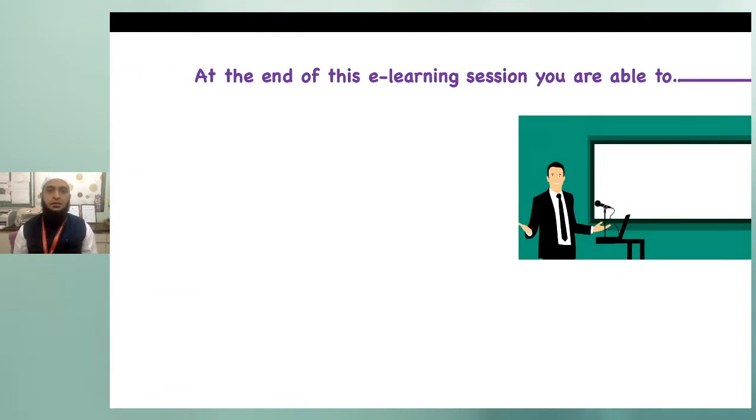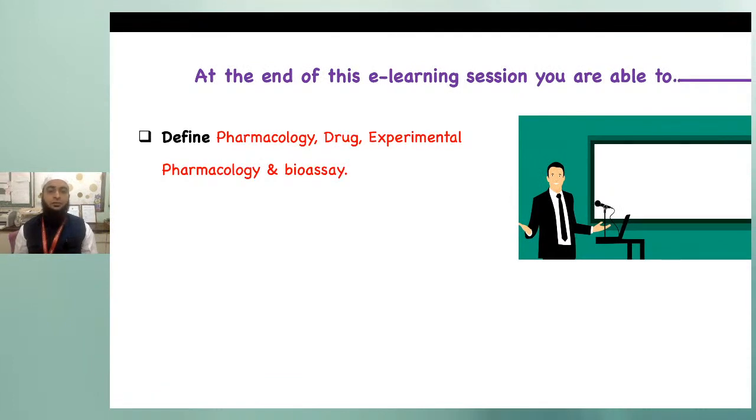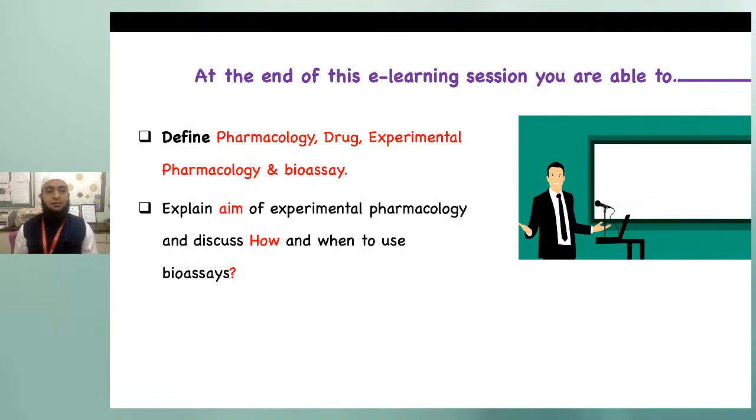At the end of this e-learning session, you are able to define pharmacology, drug, experimental pharmacology and bioassay, which is a prerequisite to understand what is experimental pharmacology and what you are going to do in case of experimental pharmacology experiments. My second learning outcome is explain the aim of the experimental pharmacology and discuss how and when to use bioassay.